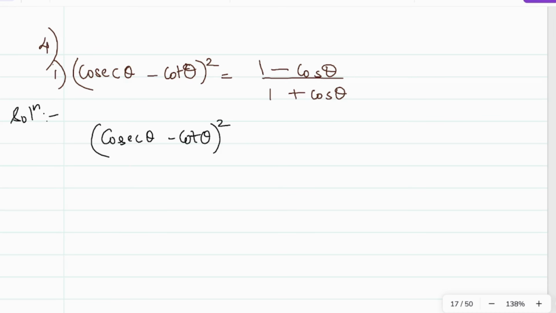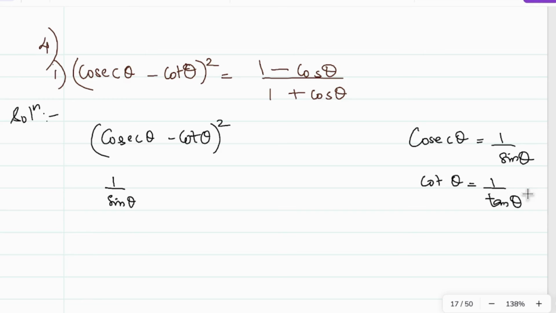So cosec² can be written as what? Cosec² equals 1 by sin², right? So I will replace this cosec² by 1 by sin². Then what about cot²? Cot² equals 1 by tan², which is again equal to cos² divided by sin², right? So this cot² I will rewrite as cos² divided by sin². Here I have to put the whole square.